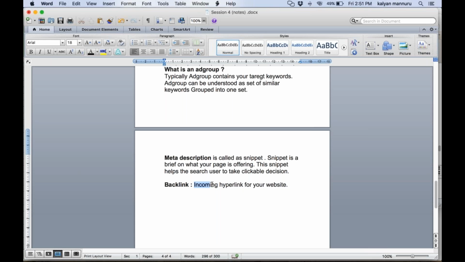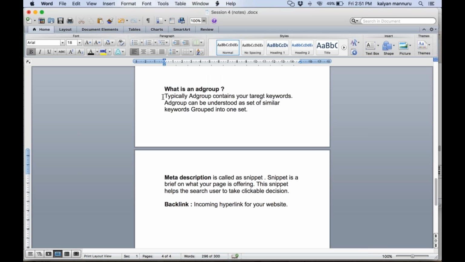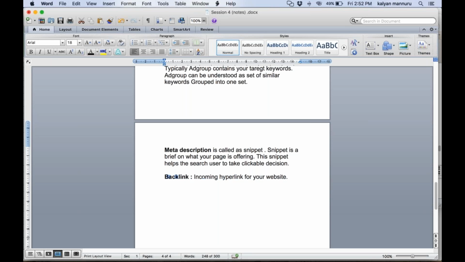So a link is actually given at the back of the text. I can also try and hyperlink a few texts here. Yes, a few texts are usually blue in color, which can take you to a page. That's what is called a hyperlink. Now a backlink is nothing but an incoming hyperlink from other websites.